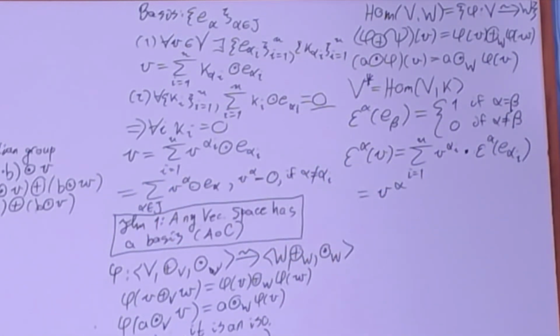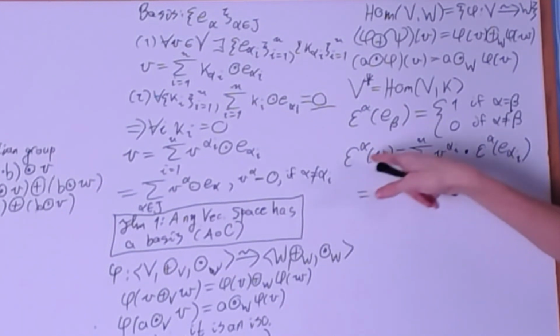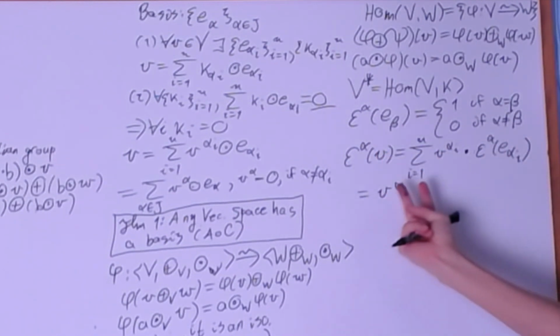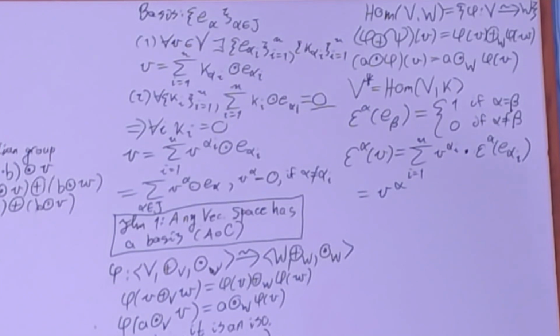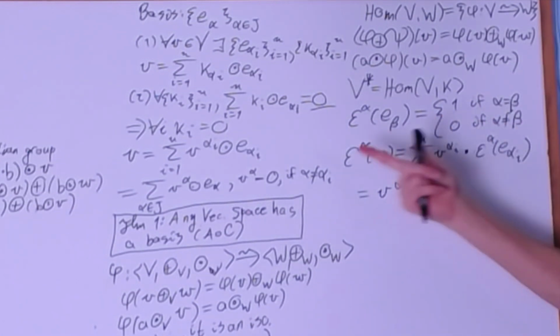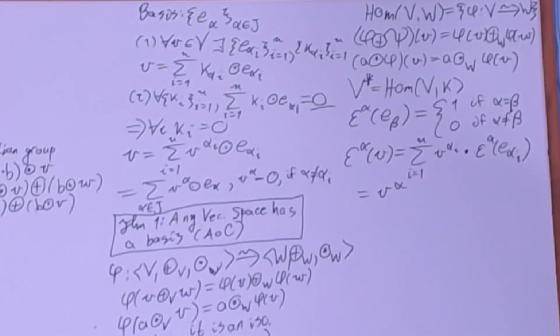Well, isn't that really nice? The cobasis applied to a vector retrieves a single component of that vector. And that's very useful for when we're trying to figure out the components of vectors, because you just say, do the cobasis applied to it. Now we can use this fact to prove that epsilon^α is in fact a basis.